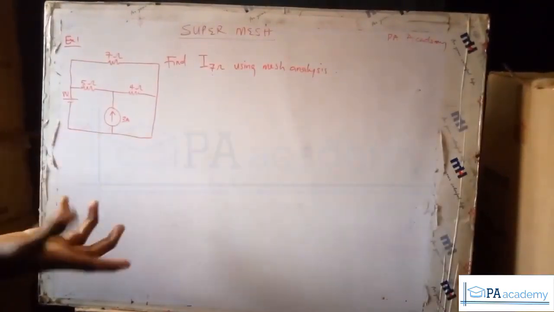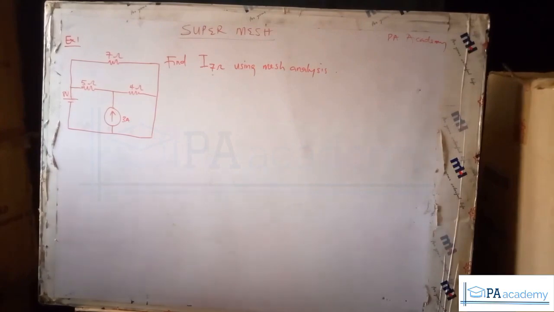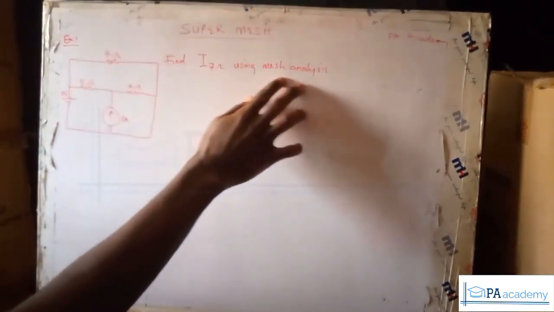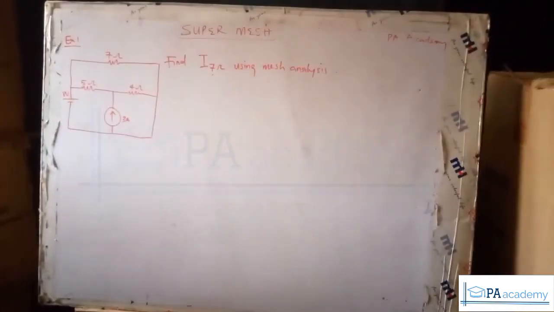Now, this is a typical question that you come across. If you look at the way the question is read, it says find the current in the 7 ohm resistor using mesh analysis. Now, you can see the question did not tell you that it is super mesh, and that's another thing you need to pay attention to. Questions that have to do with mesh analysis will not tell you when it is super mesh. But when you come across the question, you should be able to spot immediately that, oh, this question is super mesh.